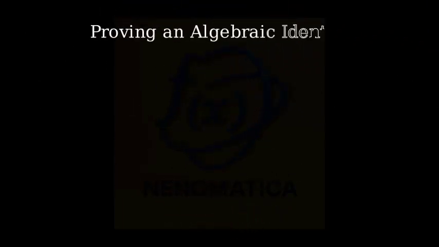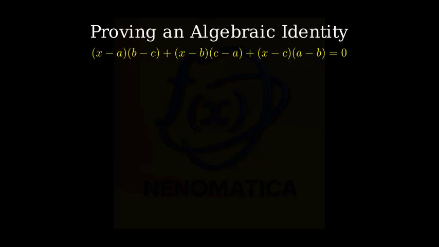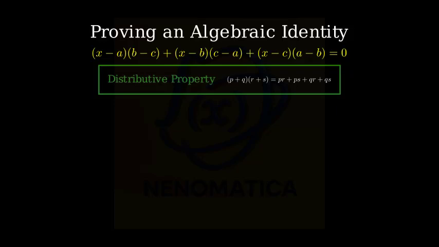Welcome to this video where we'll prove an interesting algebraic identity. We're going to prove that the expression x minus a times b minus c plus x minus b times c minus a plus x minus c times a minus b equals 0. Let's start by expanding each term in our expression. We'll use the distributive property of multiplication to expand each of these products.